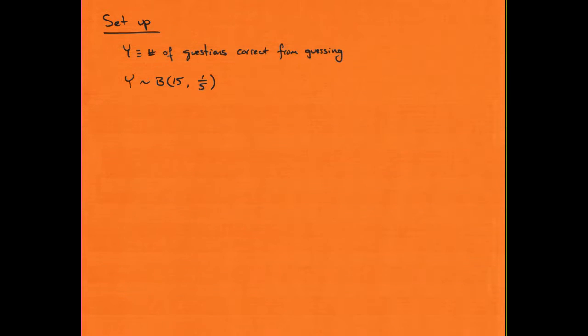And so the setup for that problem, we have y being a random variable, just being the number of questions that a student gets correct from guessing. We're doing this as part of a random process, and we're looking for just true or false. So by guessing, y is going to have a binomial distribution with 15 possible questions, and the probability of getting a question correct is just 1 out of 5.